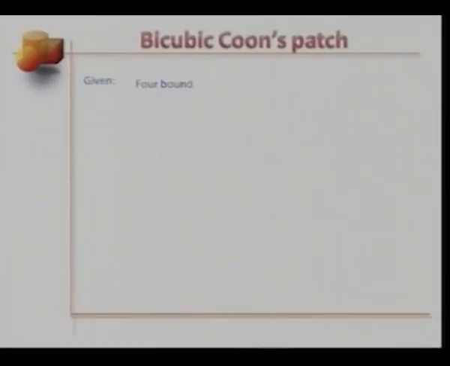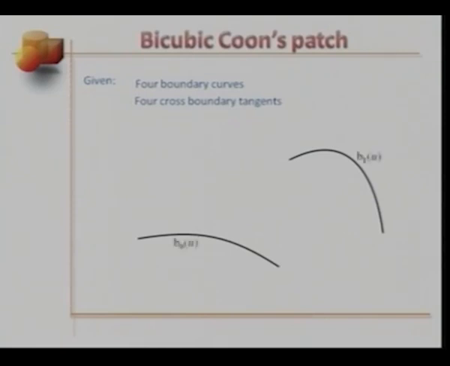So given 4 bounding curves and 4 cross boundary tangents. So these are 2 of the 4 curves, b0 of u and b1 of u. These are the other 2, a0 of v and a1 of v. For b0 of u, we have the tangents as t0 of u, and for b1 of u, we have the tangents as t1 of u. What would these cross boundary tangents mean?